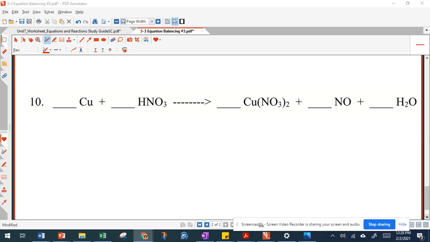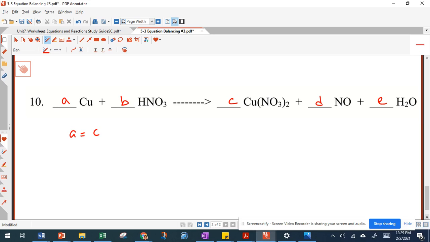So in this equation, again, I'm going to solve a series of equations. I'm going to make each of these a variable, so A, B, C, D, and E. And I'm going to set up an equation for each of the elements in my reaction. So I'll have one equation for copper. So A will have to equal C.